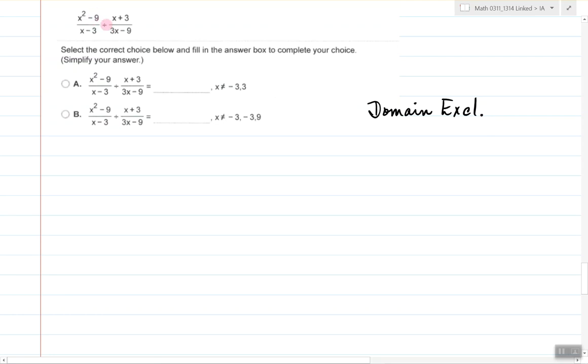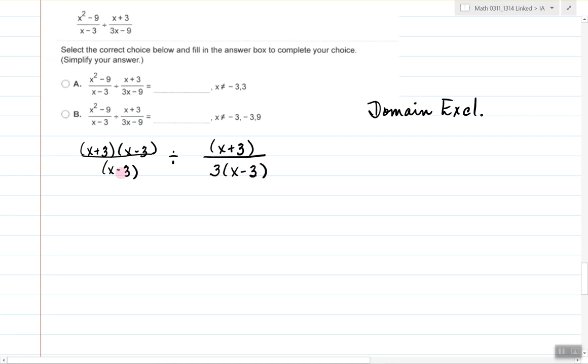Let's rewrite this division with factors. The numerator is a difference of squares: x plus 3 times x minus 3. Over x minus 3 divided by x plus 3, which cannot be factored over. Here I see a common factor of 3, so it's 3 times x minus 3.